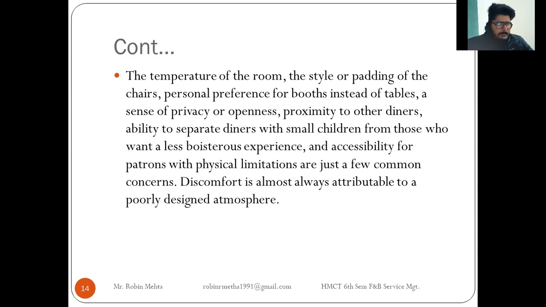It includes the temperature of the room, the style of padding of the chairs, personal preference for a booth instead of tables, sense of privacy or openness, proximity to other diners, ability to separate diners with small children from those who want less of an observation experience, and accessibility for patrons with physical limitations. These are just a few common concerns. Discomfort is almost always attributed to a poorly designed atmosphere.